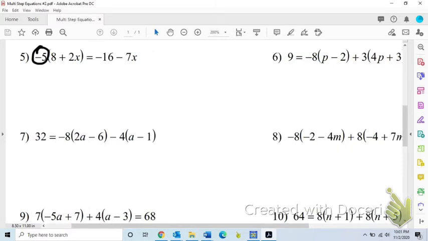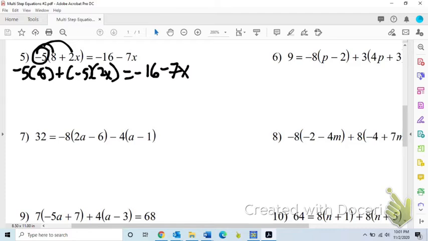Number 5, we're going to take that negative 5 and distribute it. So we have negative 5 times 8 plus negative 5 times 2x. Remember, when we distribute a negative number, we don't just distribute the number, we distribute the negative as well. Equals negative 16 minus 7x. So this gives us negative 40 plus a negative 10x equals negative 16 minus 7x.